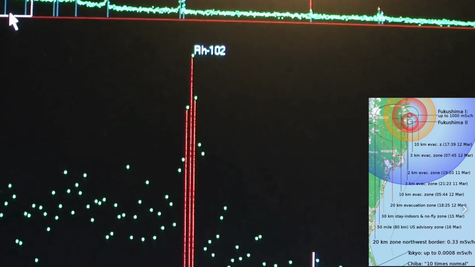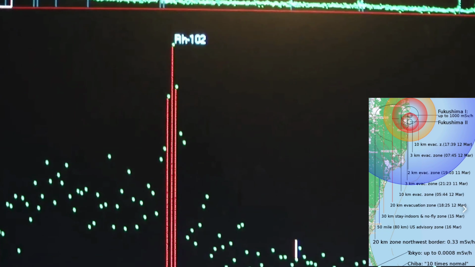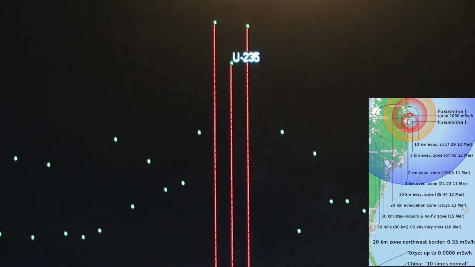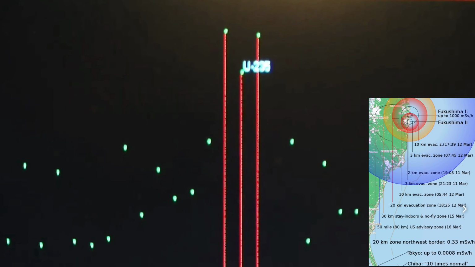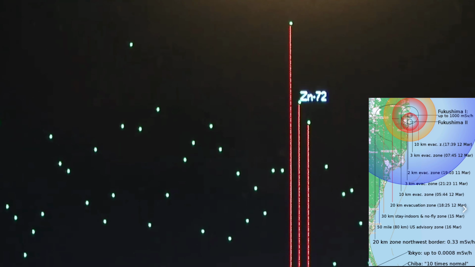Rhodium 102 we have here. This is a fission product from Fukushima. But the most serious one is the U235. I mean, these peaks are not very large, but then remember the sample is really small sample. It's just a few grams.